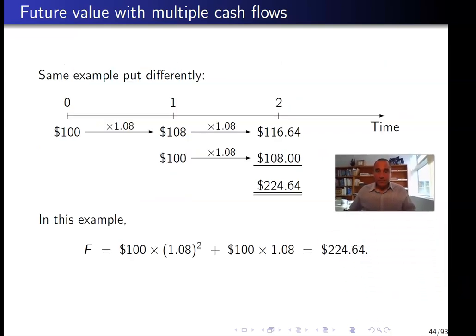Put differently, we have $100 invested at time 0 for 2 periods and $100 invested at time 1 for 1 period. So the first $100 earns interest over 2 periods and becomes $116.64. The second $100 earns interest over 1 period only and ends up at a value of 108 at time 2, for a total of 224.64.